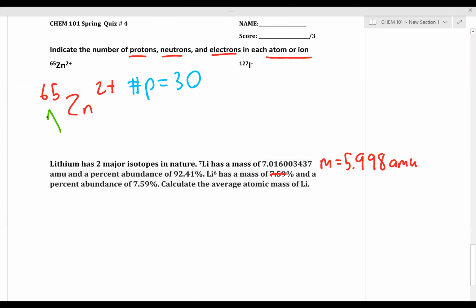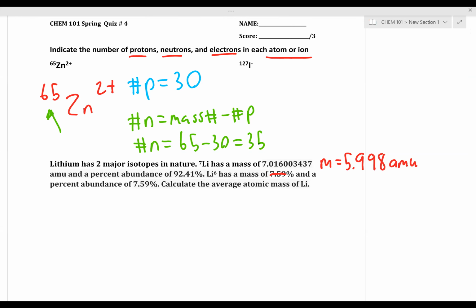Okay, the next step in this process, we're going to talk a little bit about the mass number. What does this mass number allow us to calculate? Neutrons. So then our number of neutrons is equal to our mass number minus the number of protons. So then our number of neutrons is equal to 65 minus 30, which gives us 35 neutrons. Does that make sense to everyone?